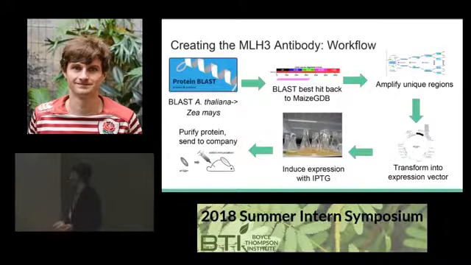I made primers for those sequences and amplified them, transformed them into this expression vector. This expression vector has the T7 promoter, so the gene that is in between the promoter and the terminator will be expressed when you induce it with lactose, or IPTG, which is a similar structure. And that will get the bacteria to produce the protein when they're at the right growth stage. And then we can harvest the protein, purify it, and send it to the company to inject into the rabbit or another animal that will make the antibody for us.